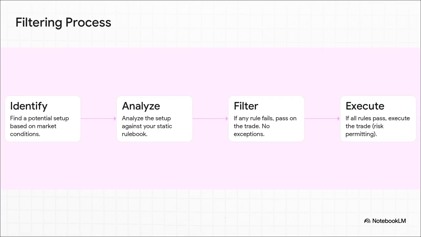So think of your process like a simple filter, a step-by-step flowchart. Step 1, you spot a potential opportunity based on those market conditions we talked about. Step 2, you run that opportunity through your static, unchanging rulebook. Step 3, if it fails any single rule, even just one, you're done. You pass on the trade. No buts, no what-ifs, no exceptions. It's only if and only if it passes every single check that you even think about hitting the button.